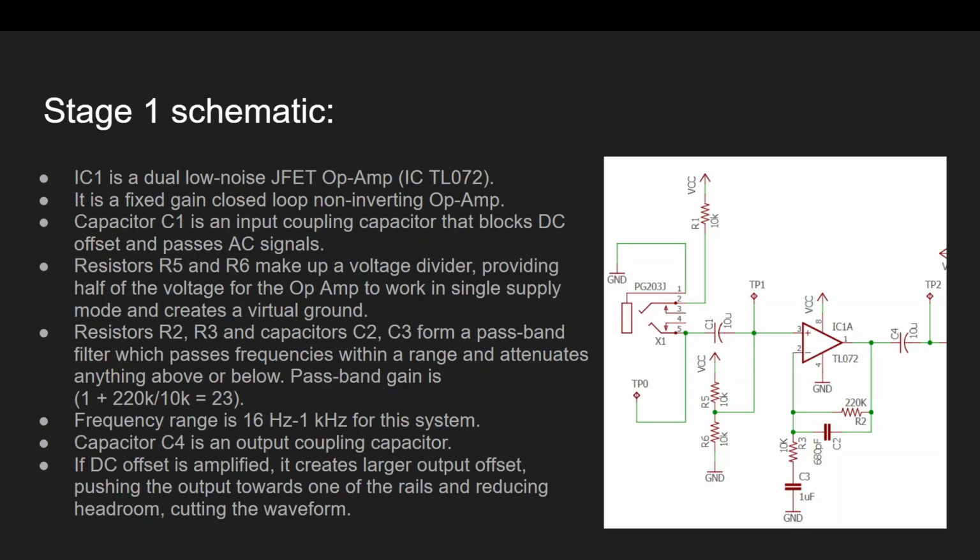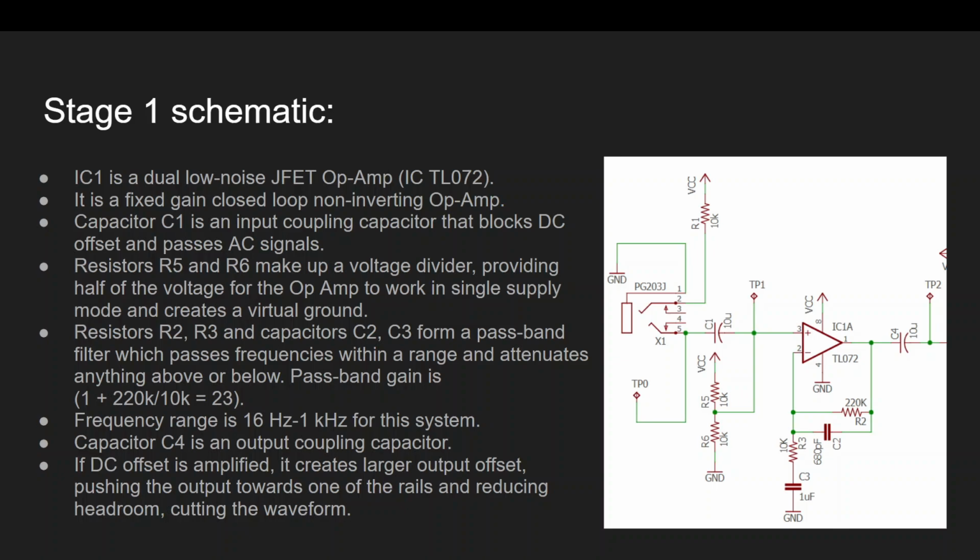So now this is stage 1 schematic and I will be explaining it. Firstly, IC1 is a dual low noise JFET op-amp, also known as TL072. It is a fixed gain, closed loop non-inverting op-amp, and capacitor C1 is an input coupling capacitor that blocks DC offset and passes AC signals. Resistors R5 and R6 make up a voltage divider, providing half of the voltage for the op-amp to work in single supply mode and creates a virtual ground.